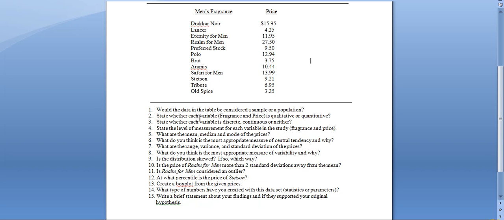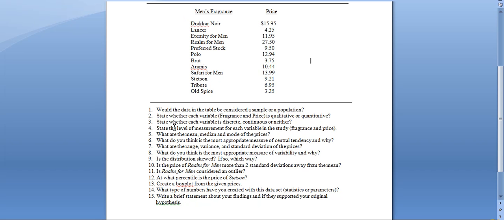Again, number 2, state whether the variables, fragrance and price, are qualitative or quantitative. Those are our 2 variables. So you don't answer that they're both the same thing. You say, first of all, is fragrance qualitative or quantitative? That's these responses over here. And then you also answer, is price qualitative or quantitative? So are these numbers here considered qualitative or quantitative data?